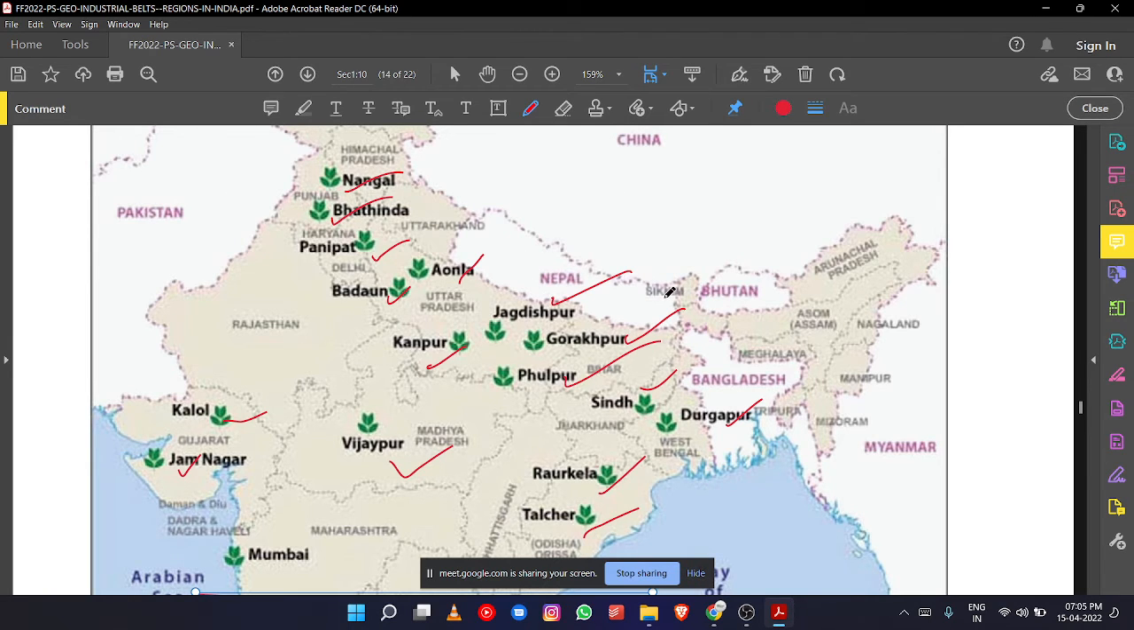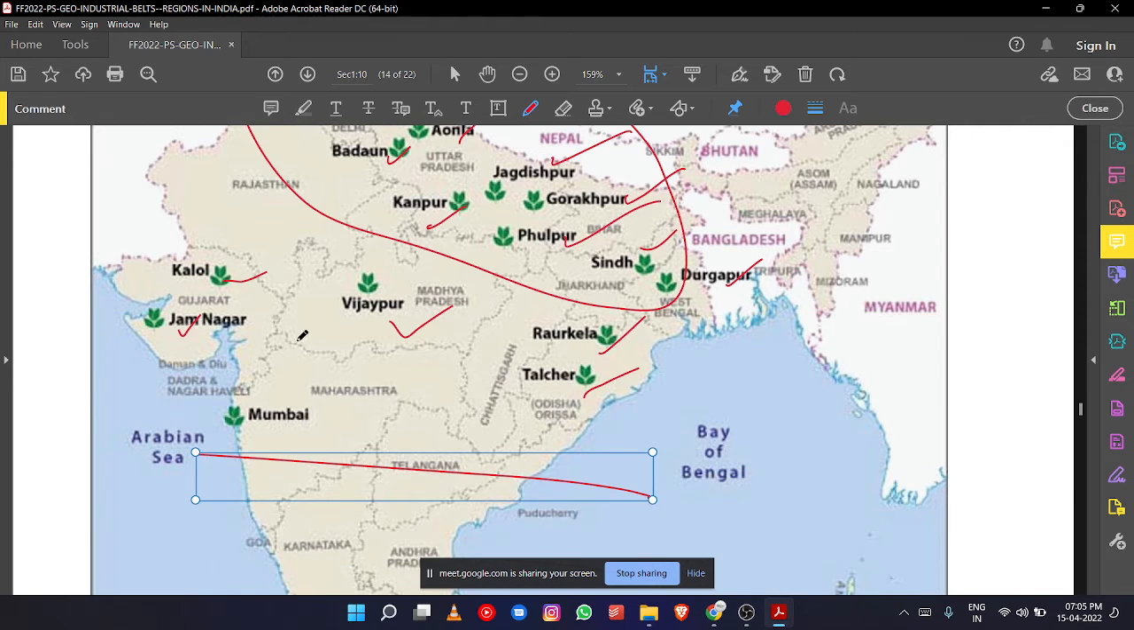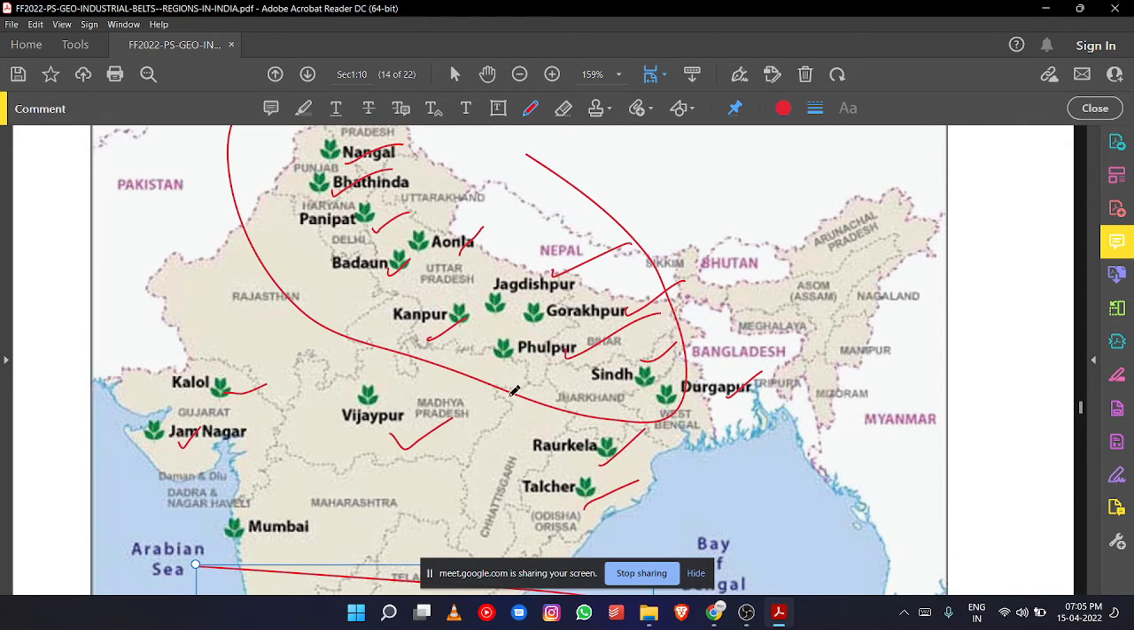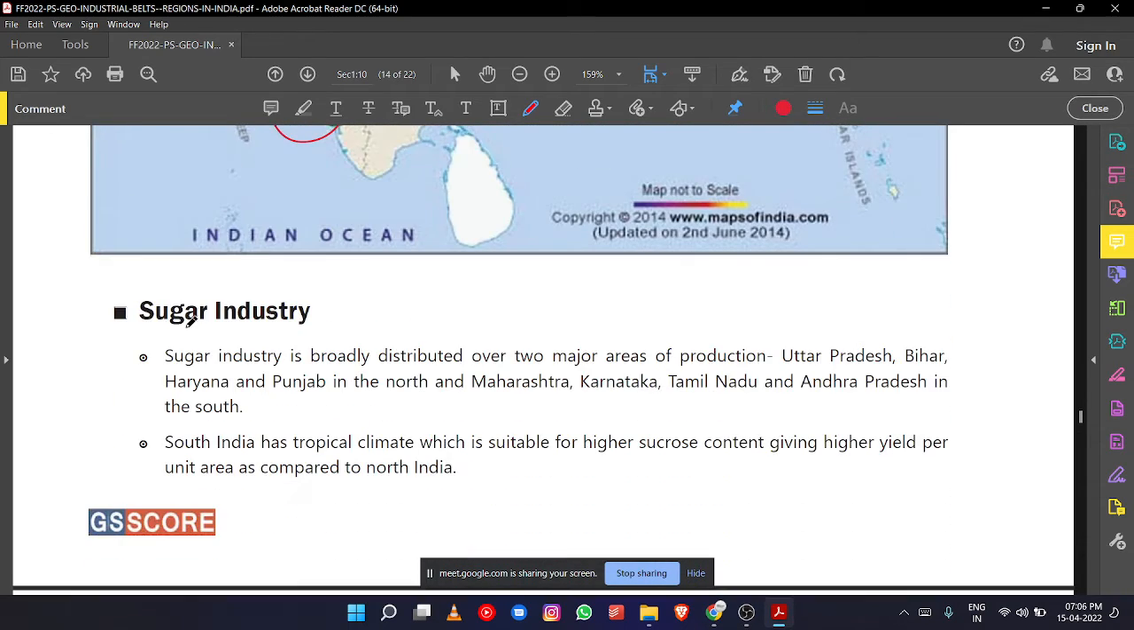So most of the industries are concentrated in this belt. Okay, Punjab, Haryana, Uttar Pradesh belt, because these areas have a lot of agricultural activity, followed by Odisha, and Gujarat area is also there, Mumbai area. So just go through this particular map of major fertilizer plants in India.